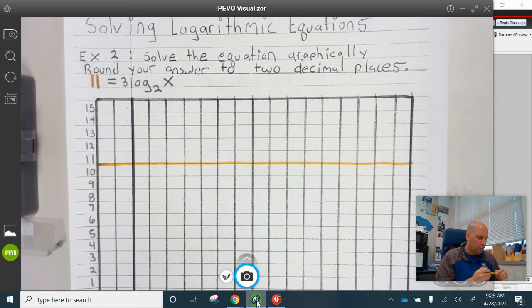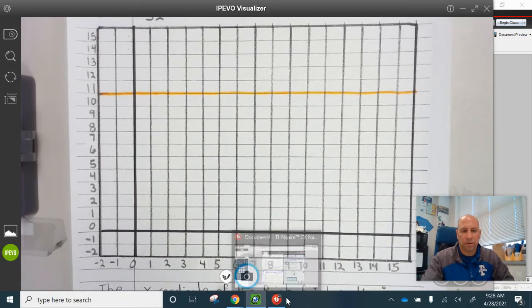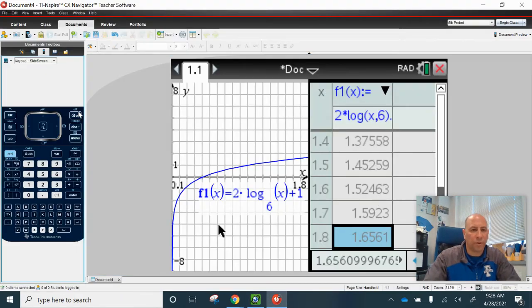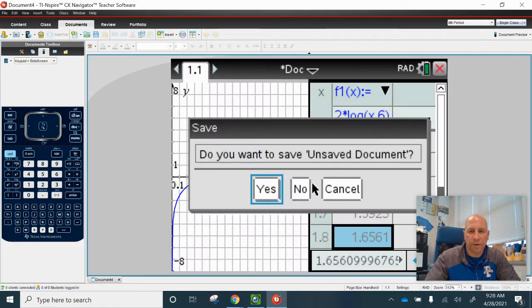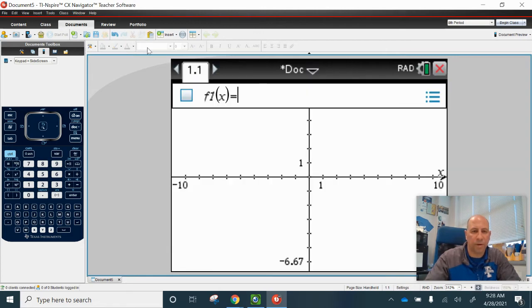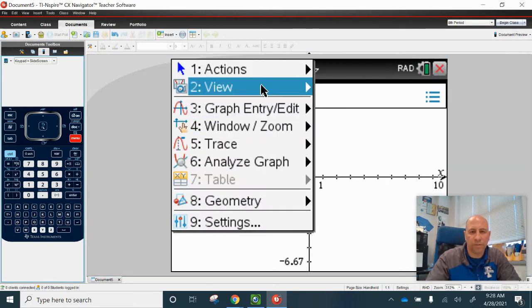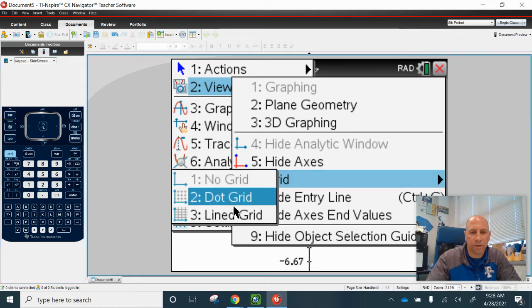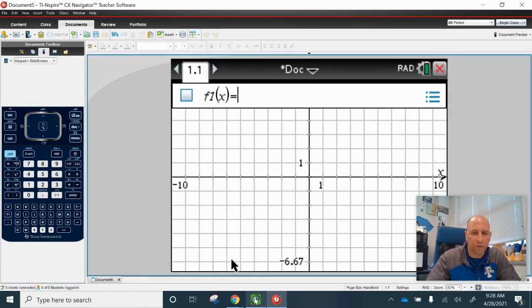Okay. Now we're going to graph the right side using the calculator. All right, so we want to go to On, New Document, No, Add Graph. We want to go to Menu, View, Grid, Line Grid, and we want to adjust the window to match.